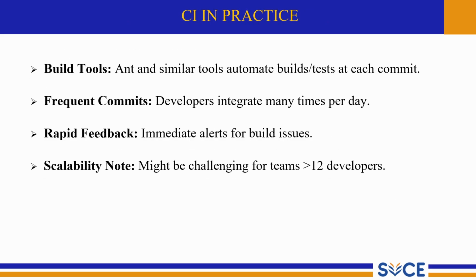And next one is continuous integration in practice. Build tools and similar tools automate the builds and tests at each commit. In continuous integration, automation is essential. Tools like Apache Ant, Maven, Jenkins, and Gradle automatically compile the code and run tests whenever developers commit changes. This avoids manual builds and ensures consistency across the team.